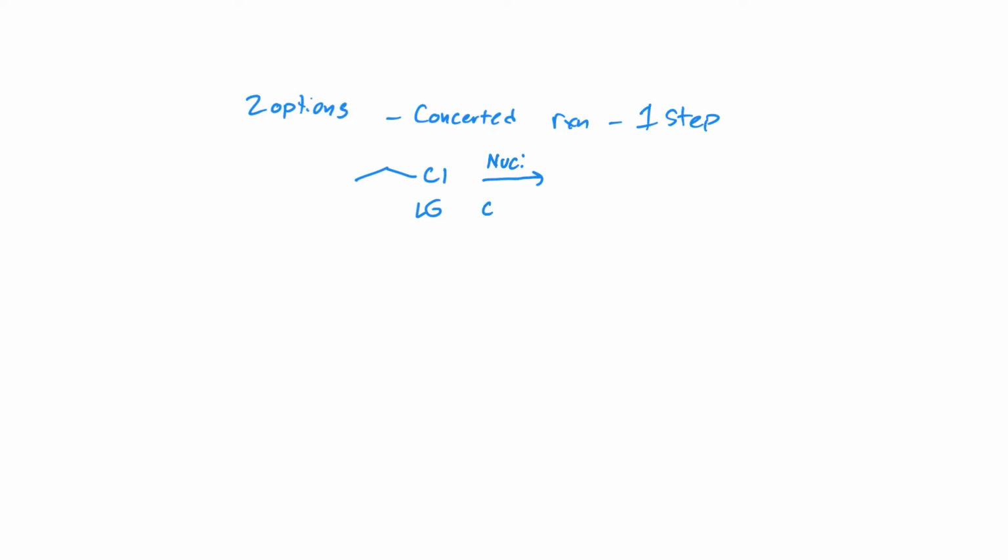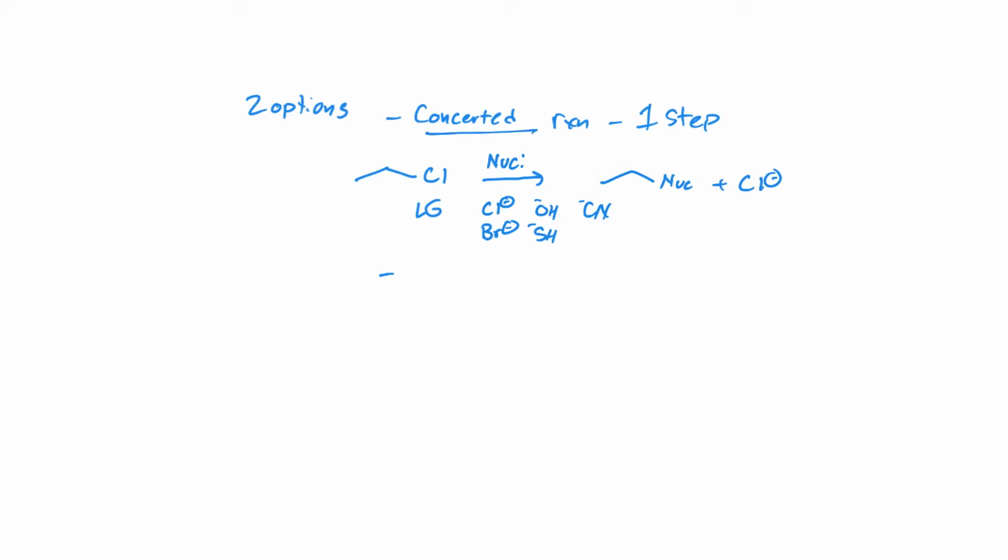So anything that's a good Lewis base, like chloride or bromide, OH minus, SH minus, CN minus, there's a lot of examples here. We're not going to list them all right now. But if this happens in one step where the nucleophile substitutes for the chlorine, we end up with this product, where now the chlorine has left, and the nucleophile is attached to the carbon chain.